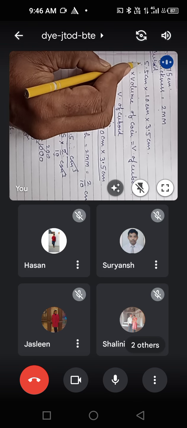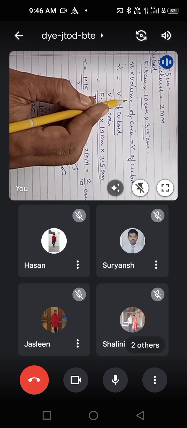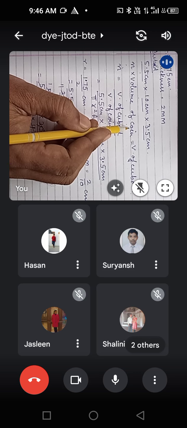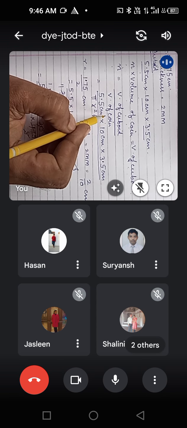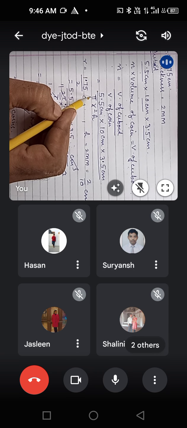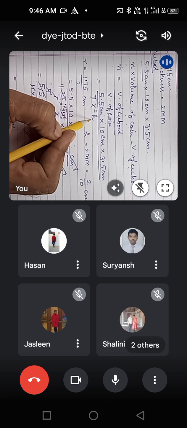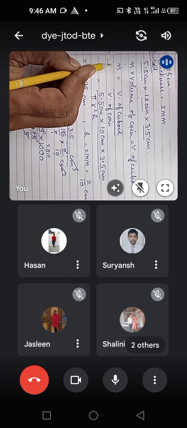This is the cuboid. Length is this, breadth is this, height is this. So here n times the volume of the coins, of whatever coins are melted to form this cuboid, should be equal to the volume of the cuboid. So n is equal to volume of cuboid upon volume of coin. Volume of cuboid is length into breadth into height, and for the coin it is pi r square h, because the coin is cylindrical in shape.